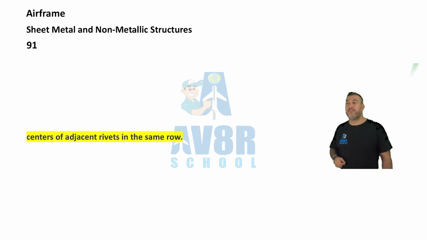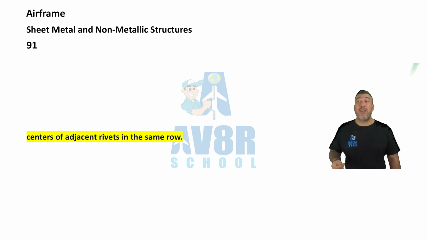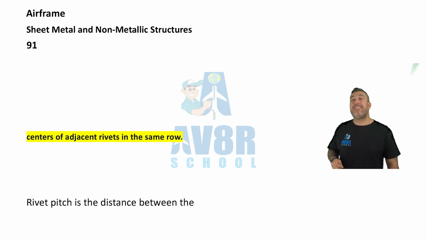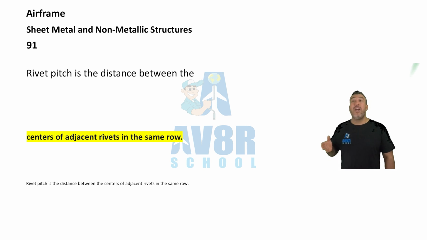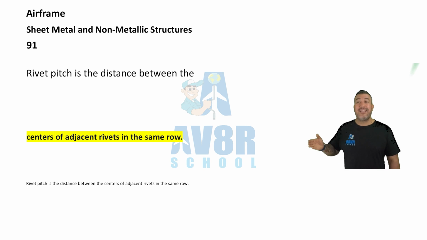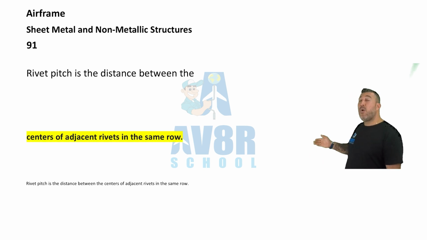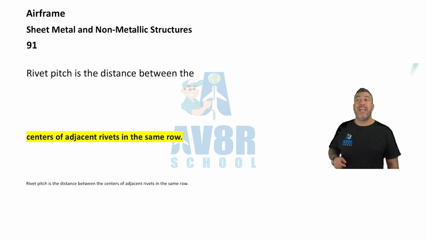Number 91, centers of adjacent rivets in the same row. It's called the rivet pitch, the distance between the centers of adjacent rivets in the same row.